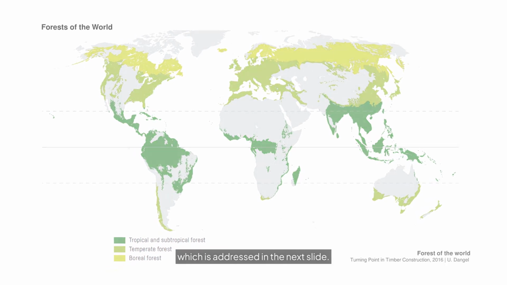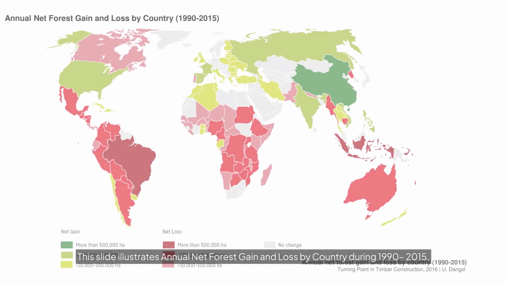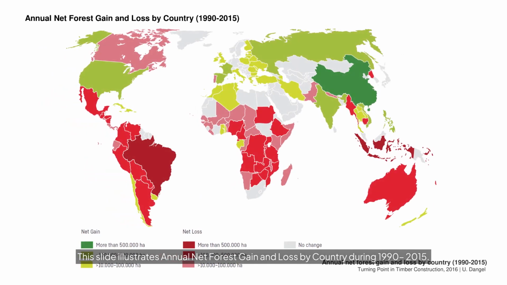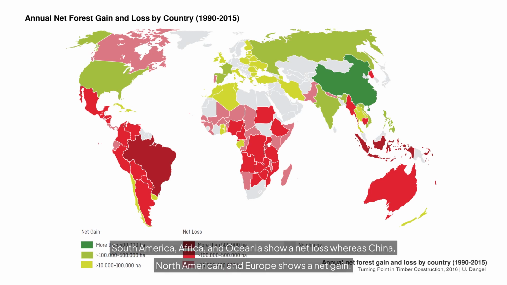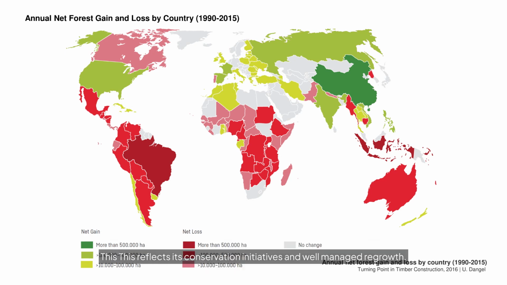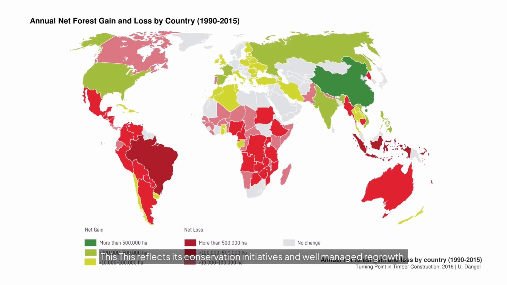This slide illustrates annual net forest gain and loss by country during 1990-2015. Net reforestation, forest gain, and net deforestation, forest loss, are highlighted in green and red respectively. South America, Africa, and Oceania show a net loss, whereas China, North America, and Europe show a net gain. This reflects their conservation initiatives and well-managed regrowth.